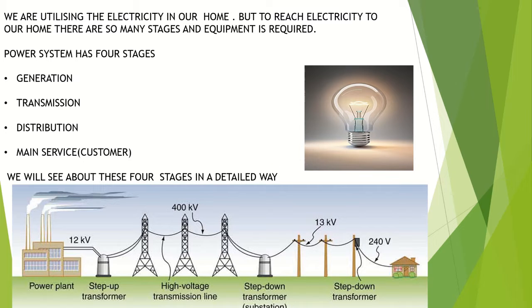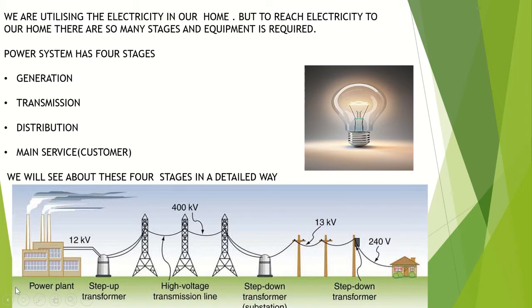In power systems there are basically four stages. One is electricity generation. In this, power is generated through different plants. There are different types of plants: thermal plant, hydel plant, nuclear plant, wind, solar. The second one is the transmission system, through which the power is transmitted. The third one is the distribution system, through which power is transmitted to different areas. And the fourth one is the customer, meaning the end user. So this is the detailed picture of the power system.